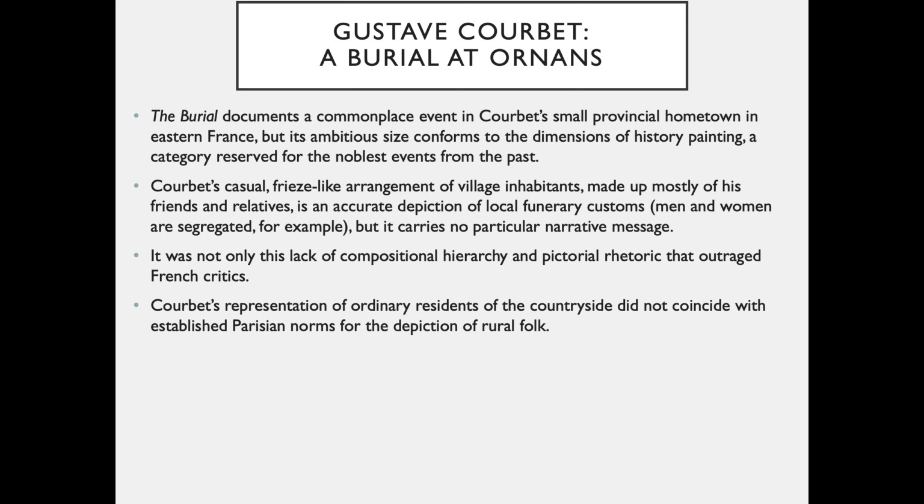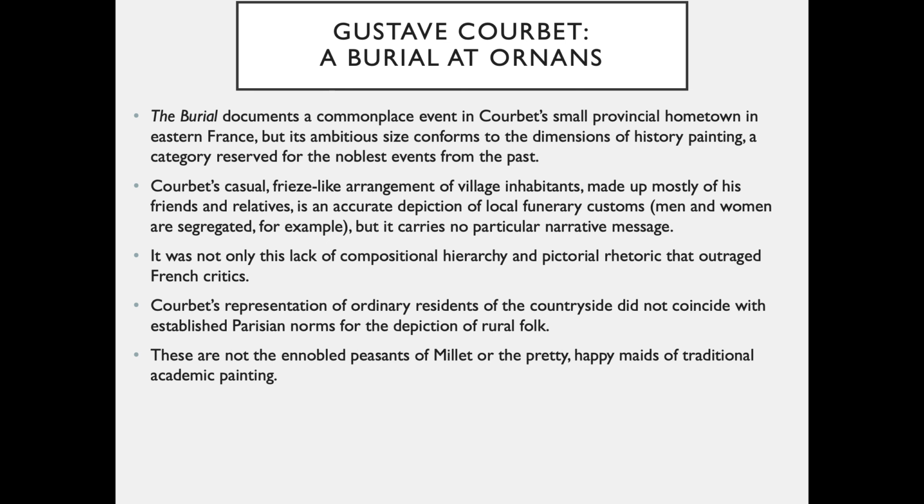Courbet's representation of ordinary residents of the countryside did not coincide with established Parisian norms for the depiction of rural folk. The way we wanted to see people in the academy, if you saw a painting that had peasants, the peasants would be happy, pretty people. And Courbet says, no, that's not real life. I'm painting people the way they look. These are not the ennobled peasants of Millet.